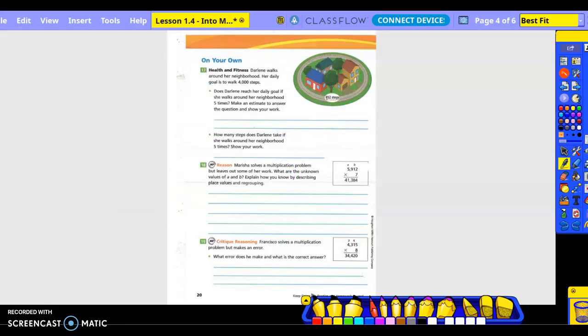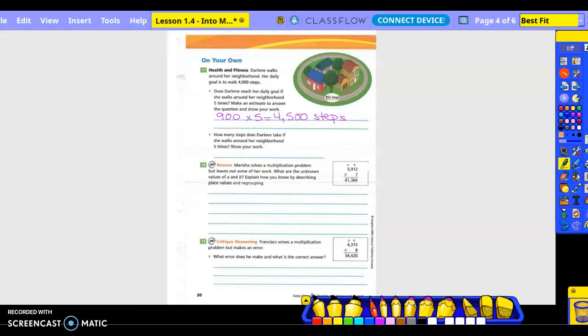On your own, number 17. Health and fitness. Darlene walks around her neighborhood. Her daily goal is to walk 4,000 steps. Does Darlene reach her daily goal if she walks around her neighborhood 5 times? Make an estimate to answer the question. So, how many steps does she get in? 852. So, we would estimate that to 900. So, 900 times 5 equals 4,500 steps, right? Okay. So, if she wants to get in 4,000 steps, would she make it?